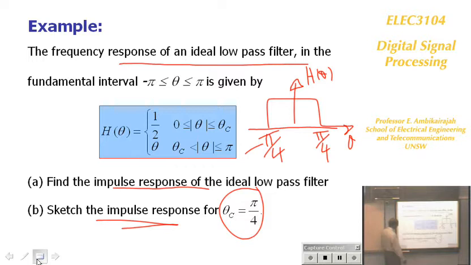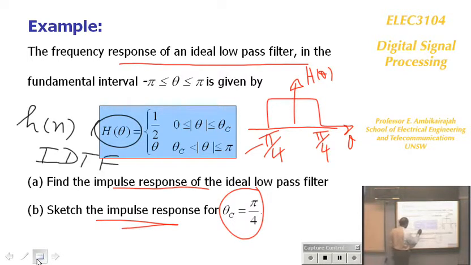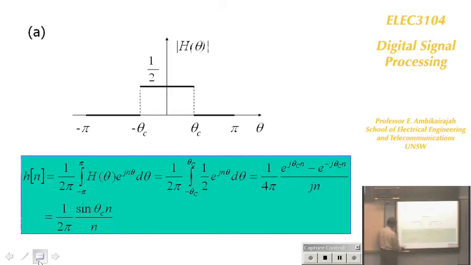So what do you do? Impulse response means if H of theta is given, you have to find h[n]. So you use the inverse discrete time Fourier transform formula. In the first slide, I showed you the discrete time Fourier transform inverse as well. So you use the inverse to calculate this. Here is your equation. Here is the diagram, with half the amplitude given, and this is theta c, minus theta c.